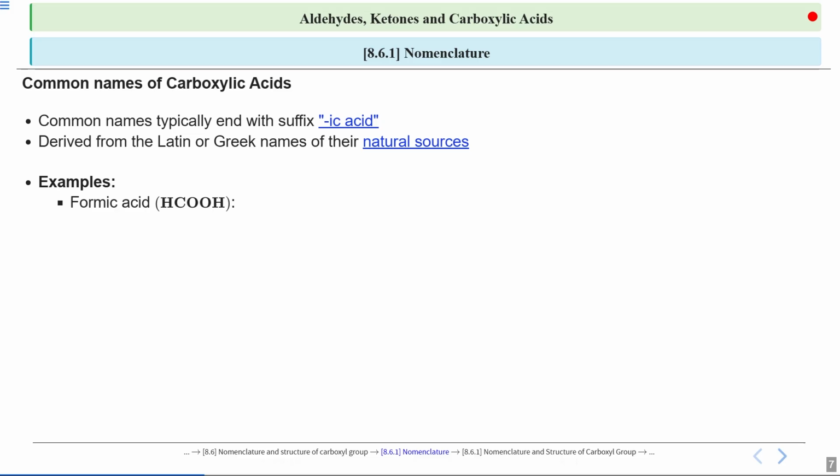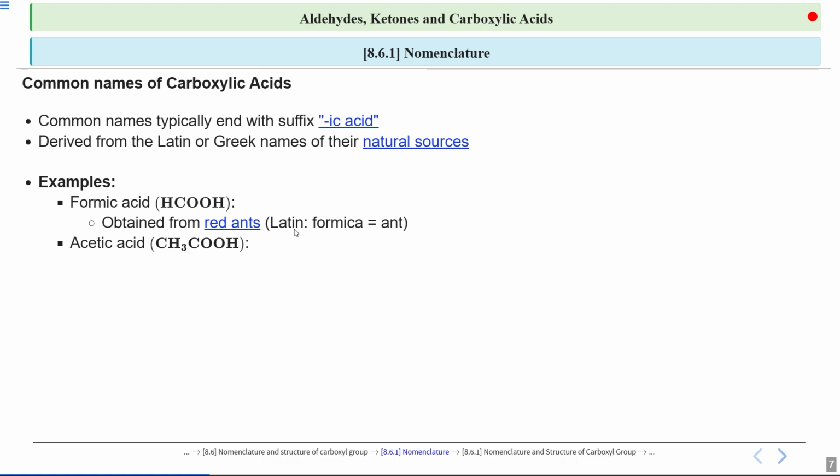The chemical formula is HCOOH. Formic acid is one of the simplest carboxylic acids. It is obtained from red ants, and its name comes from the Latin word formica, which means ant. So you can see how the name is derived from the Latin or Greek name of the natural source. Formic acid is obtained from red ants, and the Latin word is formica for ant.